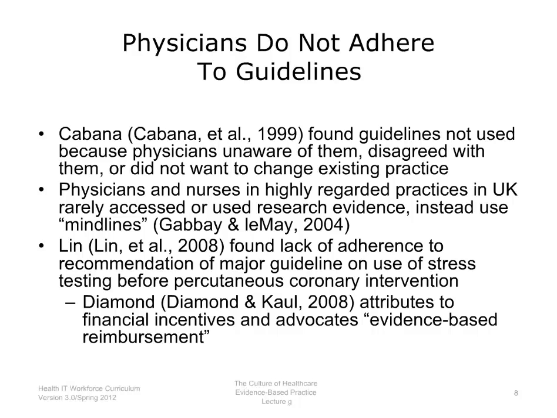More recently, Lin found that there was a substantial lack of adherence to a guideline recommendation on the use of stress testing before percutaneous coronary intervention. That is, according to the best evidence and the guidelines that incorporate this evidence, a patient should not have percutaneous coronary interventions, such as coronary angioplasty or stent placement, unless they have symptoms documented by stress testing. Yet many cardiologists skip the step of stress testing and move straight to the percutaneous coronary intervention. In an editorial, Diamond was concerned about this, and he attributes the situation to financial incentives for such intervention and advocates what he calls evidence-based reimbursement.